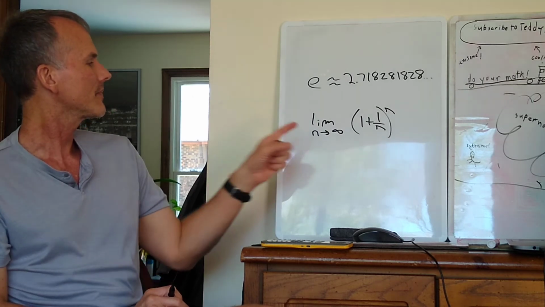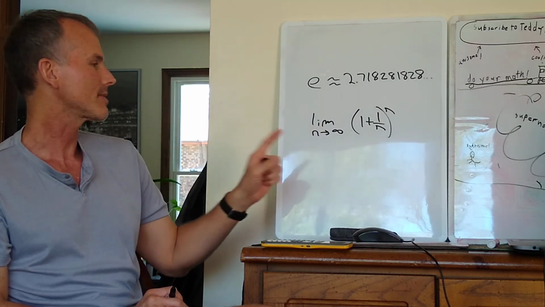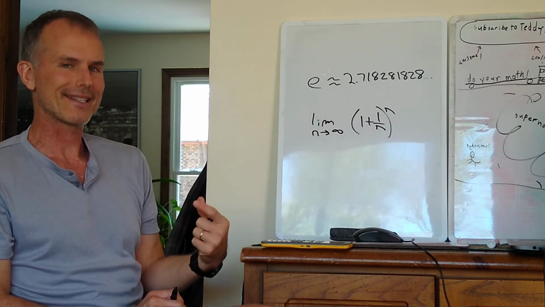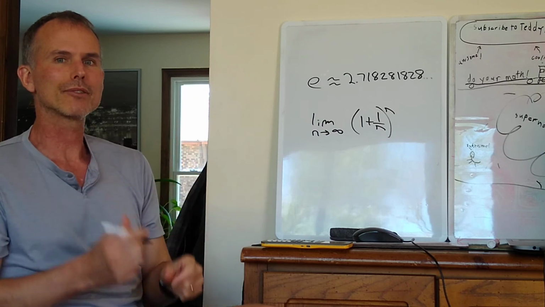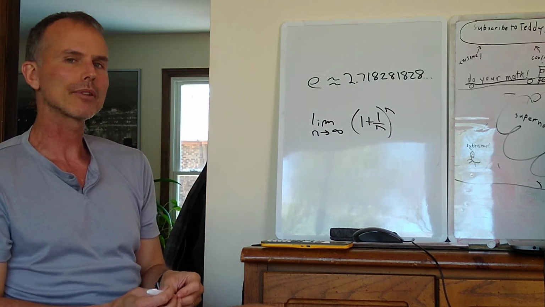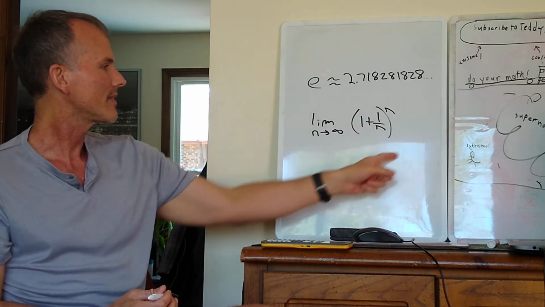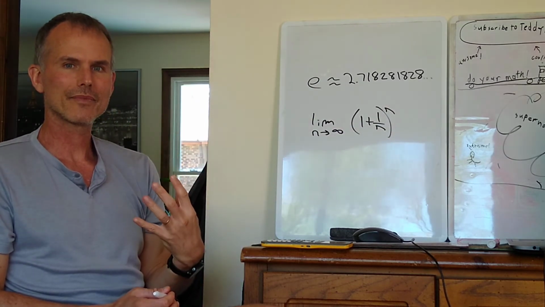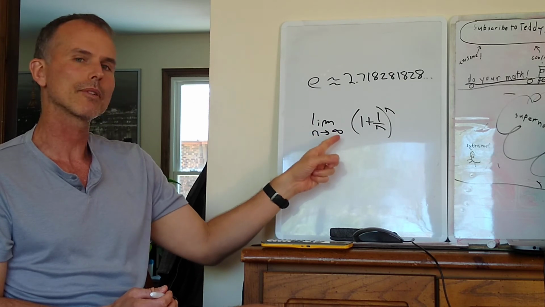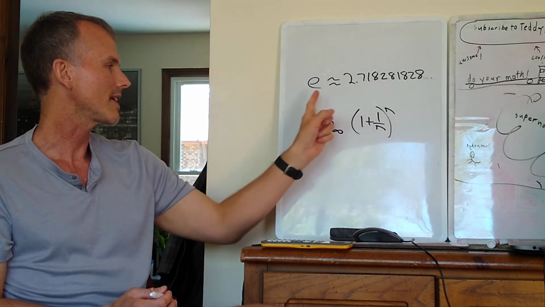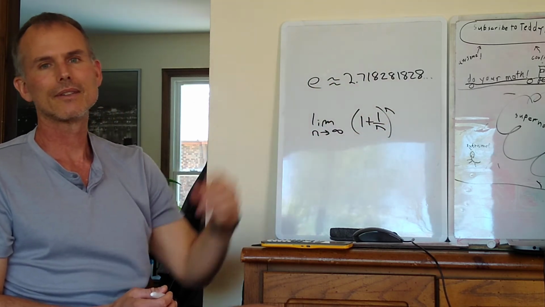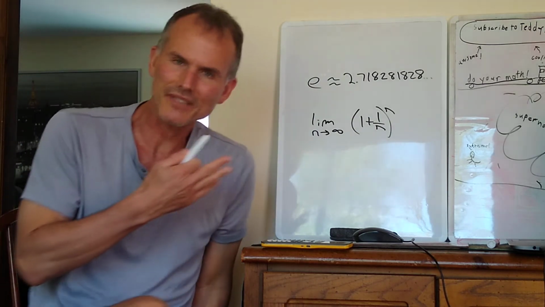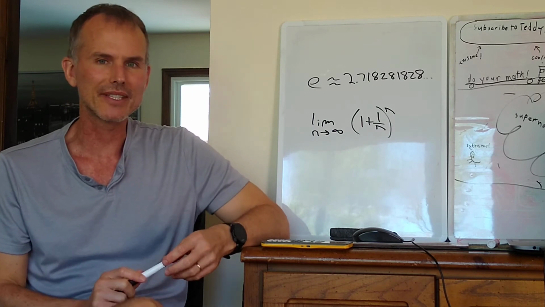Okay, let me tell you what this means. This means that n can never actually get to infinity. That would make no sense to say that. But as n approaches infinity, the value of this expression approaches the value e. Okay, we read this, the limit as n approaches infinity of this expression is approximately that number. Now, it turns out this is not the only way to arrive at the number e.